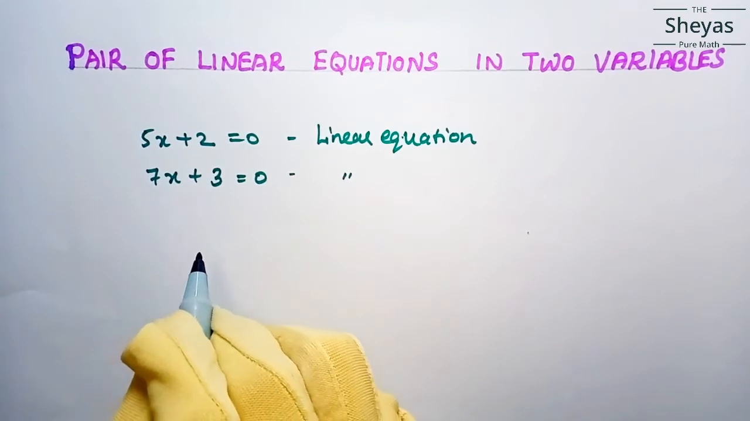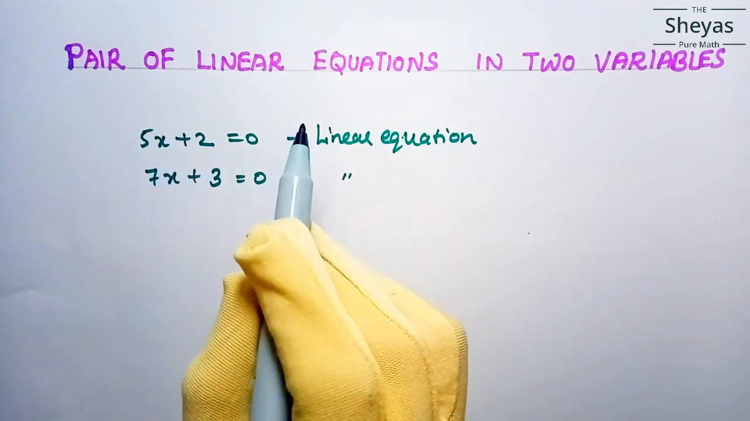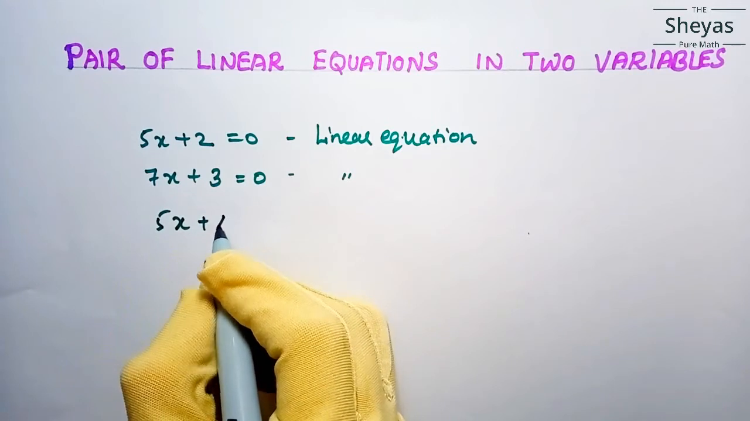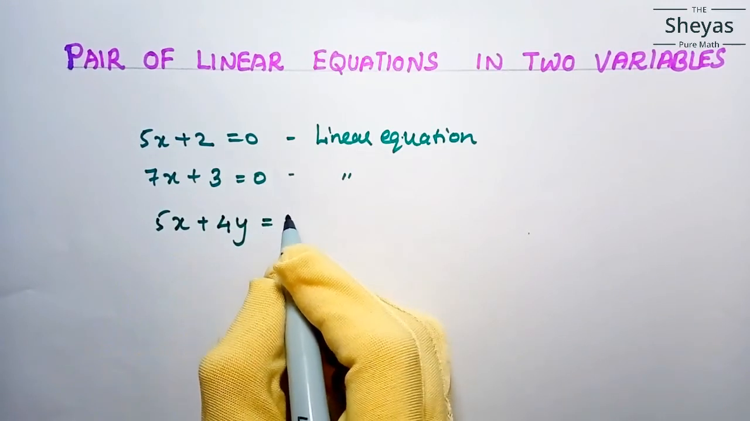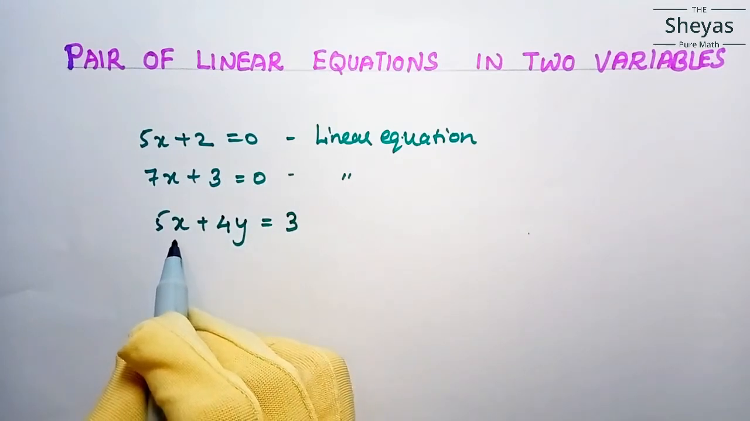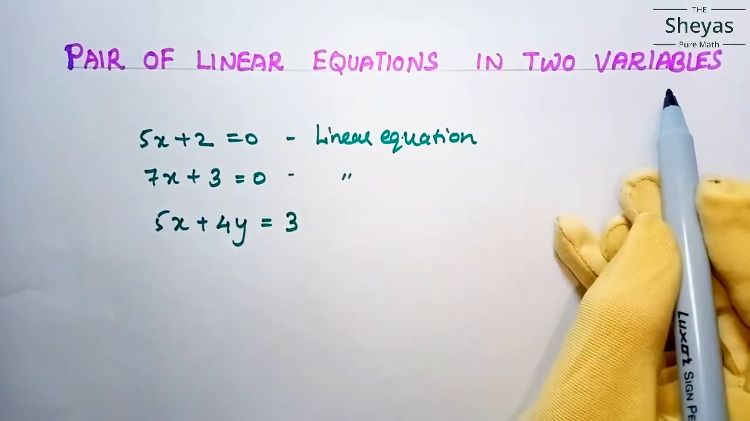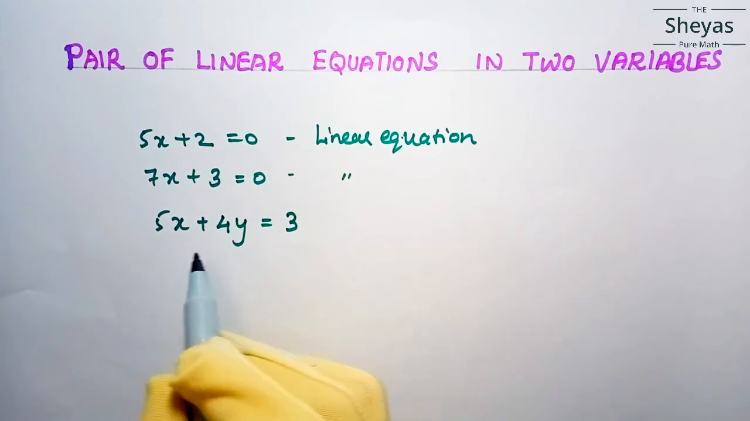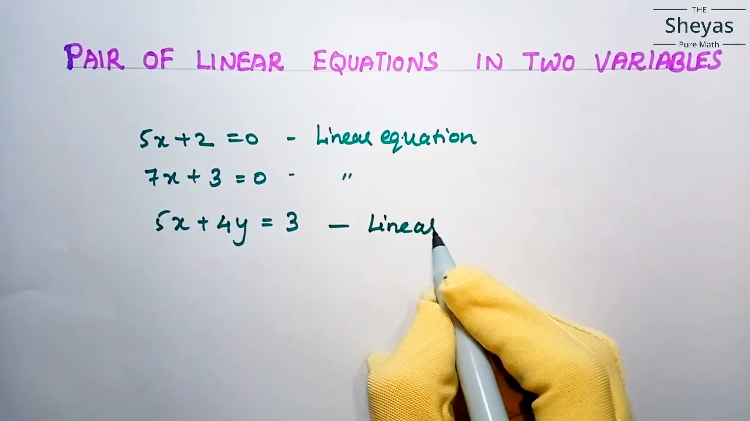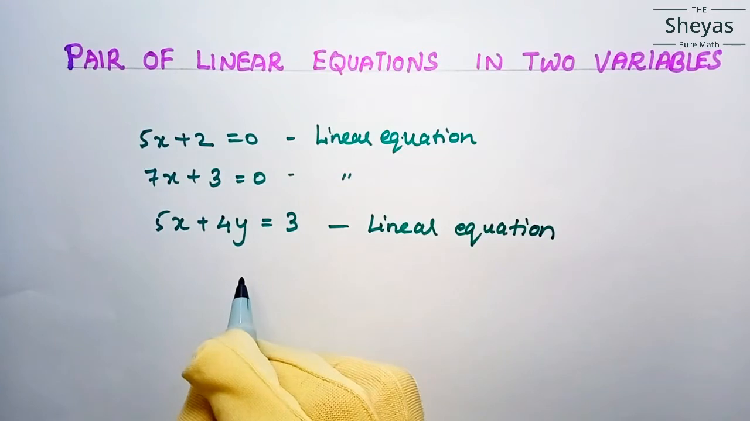Now, for today's class, we are going to learn linear equations in two variables. For example, 5x plus 4y is equal to 3. See here, the variables involved are x and y. Two variables are involved. Again, the power of the variables is 1. So this is also a linear equation because the power of the variables is 1.